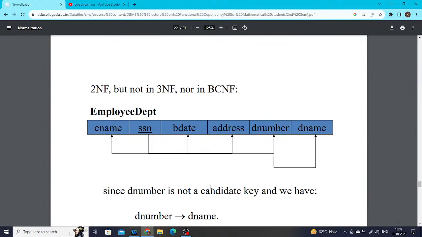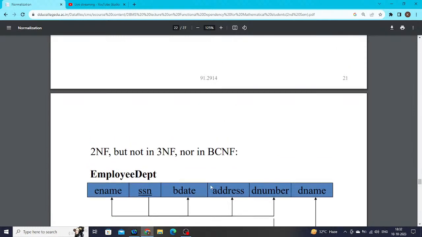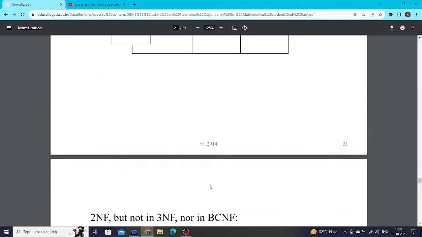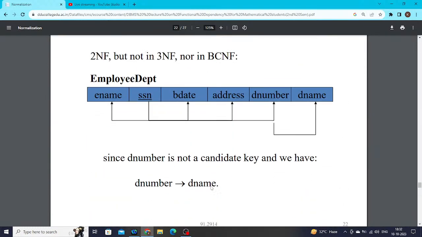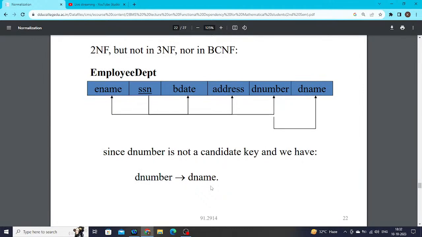Now a relation in 2NF but not in 3NF nor BCNF. Here the employee department relation fulfills 2NF but not 3NF and BCNF, since D number is not a candidate key and D name is dependent on D number. Clear?